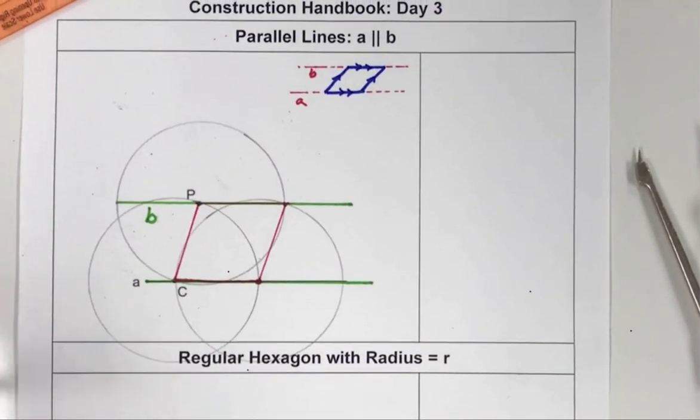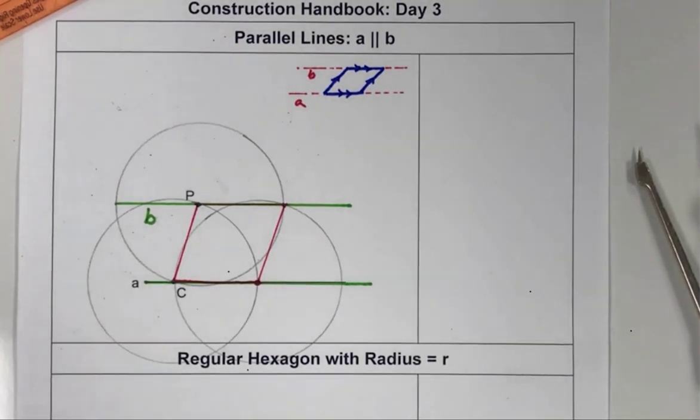Hopefully this video helps. Use rhombi to figure out the parallel side through point P. Good luck.